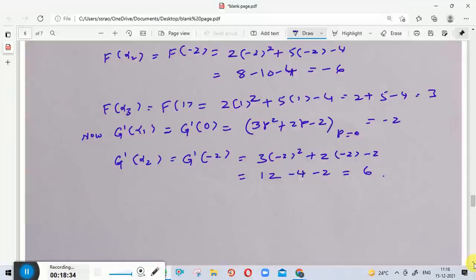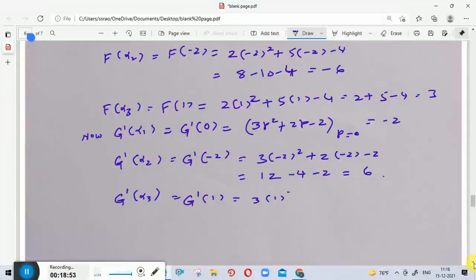Next, g dash of alpha 3. Alpha 3 is 1, right? What is g dash of 1? That is equal to 3 into 1 square plus 2 into 1 minus 2. That is 3 plus 2 minus 2. That is 3. So g dash of 1 is 3.